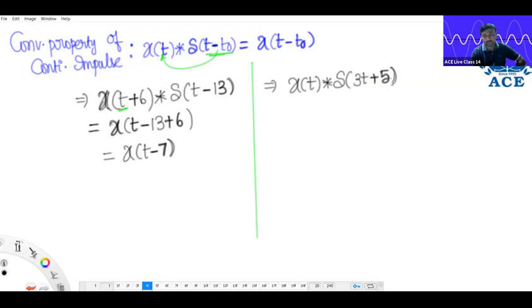Now you think, sir: x of t convolved with del of 3t plus 5. Now the impulse contains a scaling factor. Del of alpha t can be written as which expression? 1 by mod alpha times del of t. Del of alpha t can be written as 1 by mod alpha times del of t.